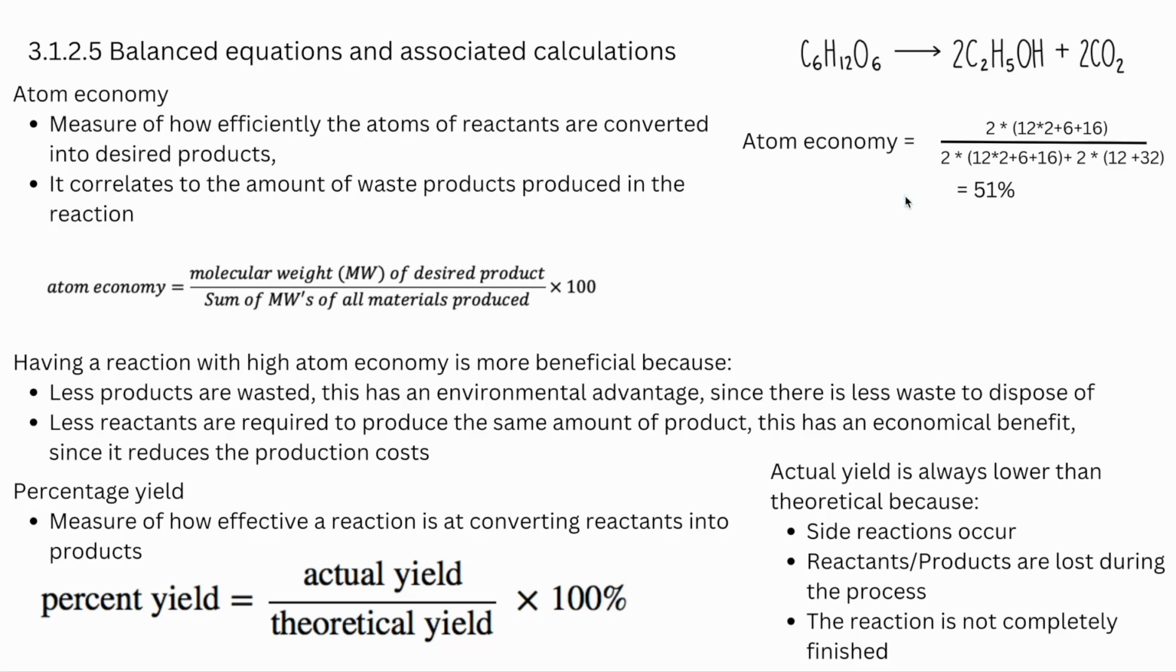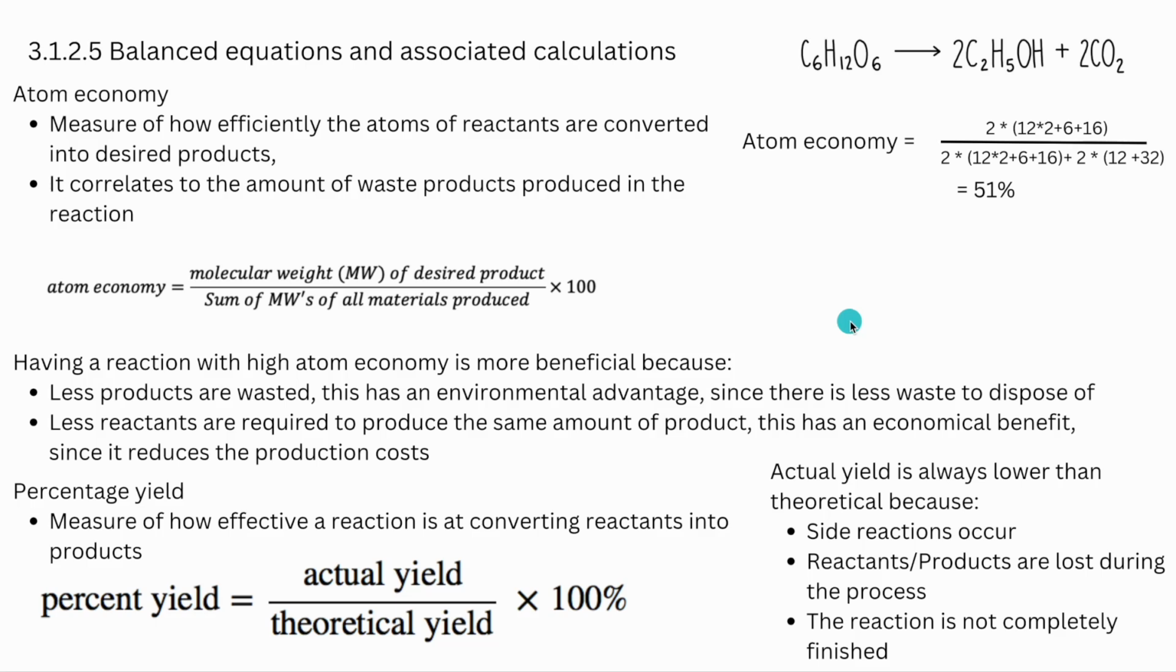During the fermentation, one molecule of glucose ferments to produce 2 molecules of ethanol and 2 molecules of carbon dioxide. Assuming that the desired product is ethanol, the atom economy would be 2 times relative molecular mass of ethanol divided by 2 times Mr of ethanol plus 2 times Mr of carbon dioxide, times 100%. This gives us the atom economy of 51%.